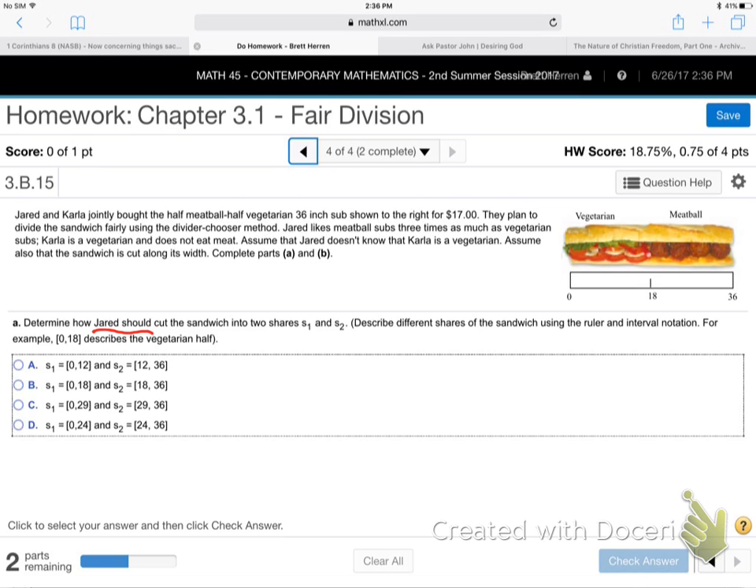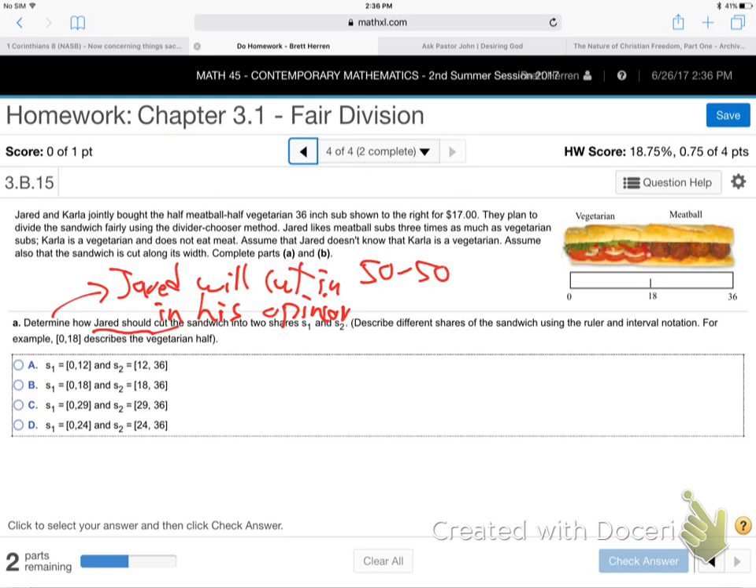Get that idea? That's fundamental to what we're thinking. The cutter will cut it fair in their value system because they're afraid they get last pick, and they're afraid they're going to get less than half the value. Does that make sense? Y'all with me on that? So one more time. The cutter, the divider, in this case Jared, will cut it 50-50 in his opinion, in his value system. He doesn't know what Carla thinks. He's just going to cut it fair in his value system.